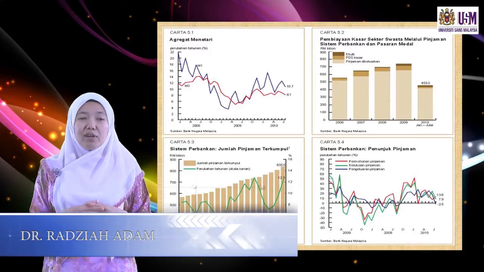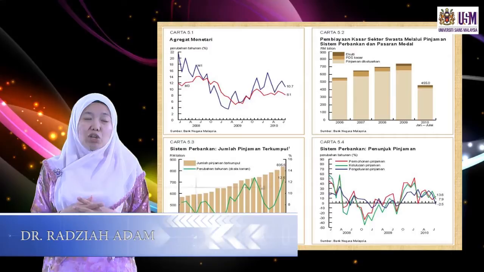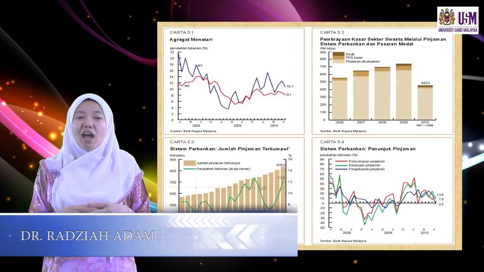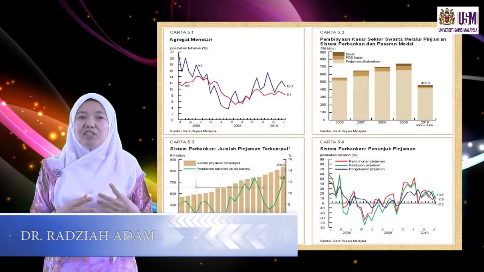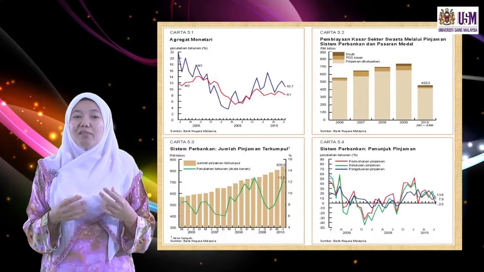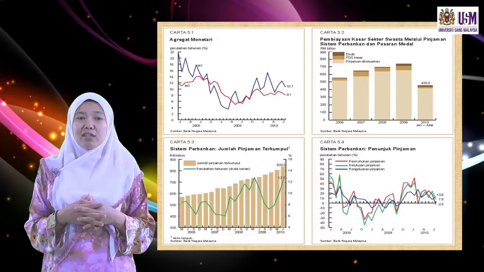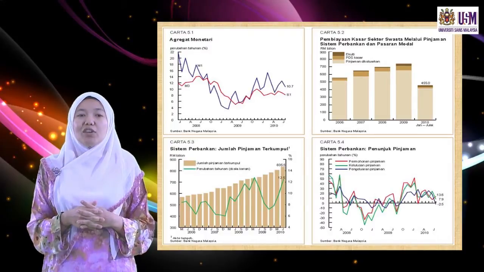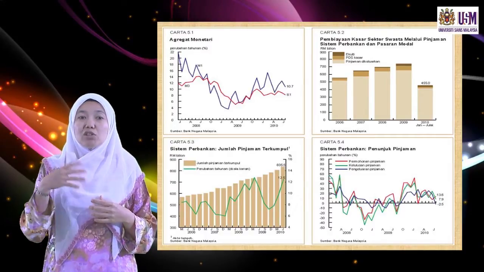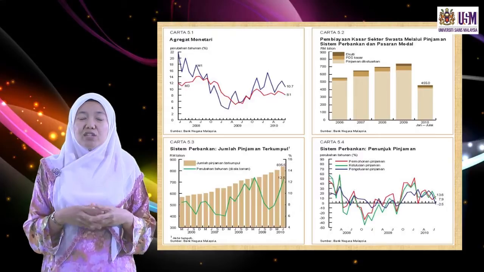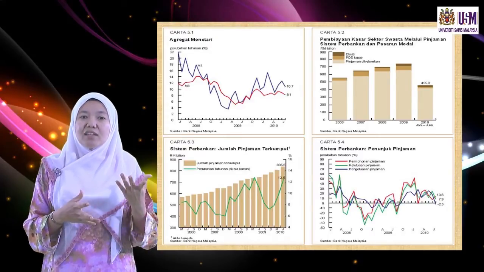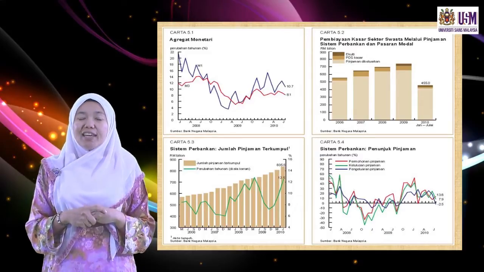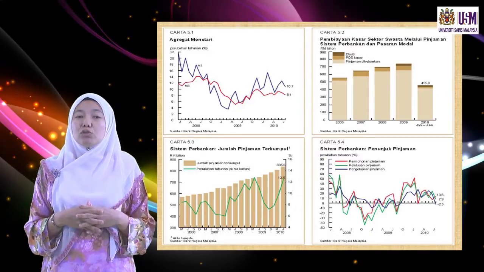Now let's look at, on the left-hand side on top, the monetary aggregates. We have the blue line for the narrow money, that is M1. We're still talking about growth rates, or the annual percentage change. So we have the annual percentage change, or growth rate, of M1 over the years from 2008 to 2009, quarterly values, and 2010. And we have the red line, which refers to broad money.